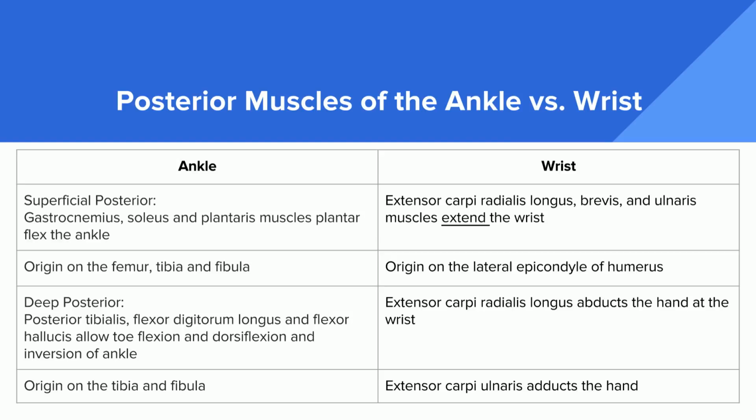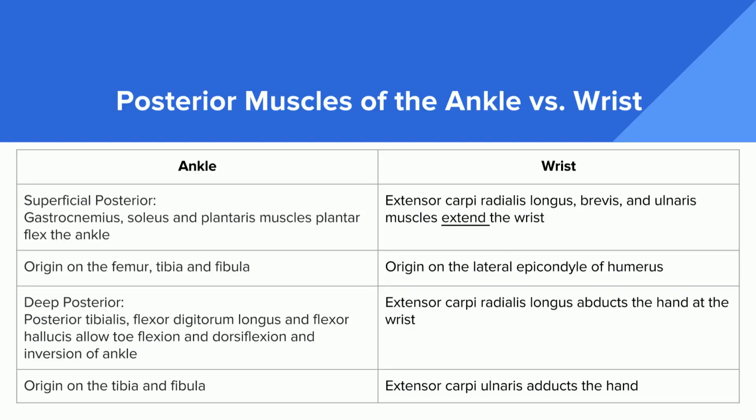Now considering the posterior muscles of the ankle and wrist. In the posterior compartment of the wrist, we have the extensor carpi radialis longus, brevis, and the extensor carpi ulnaris muscles, which extend the wrist, the MP joints, and the IP joints. They have a common origin on the lateral epicondyle of the humerus.